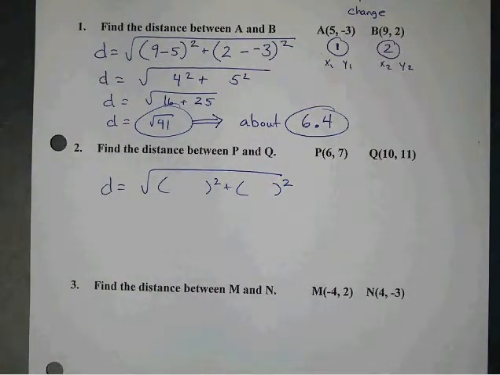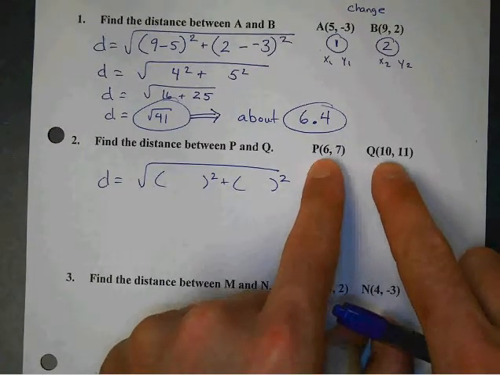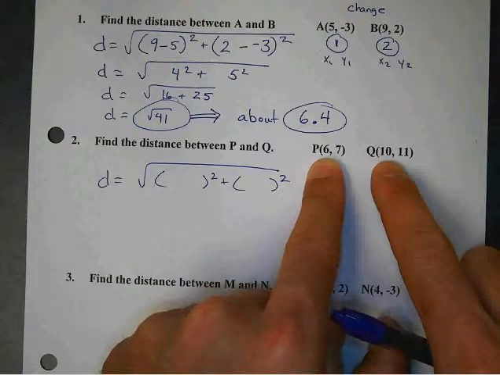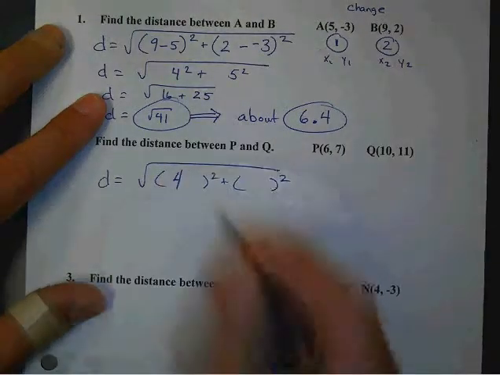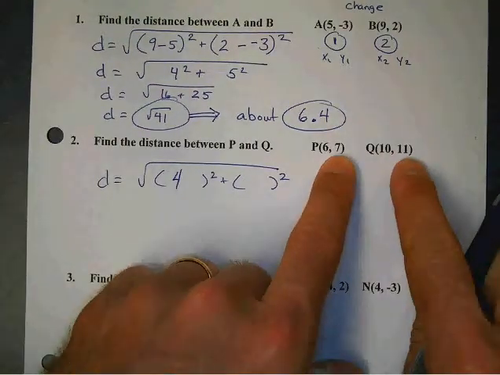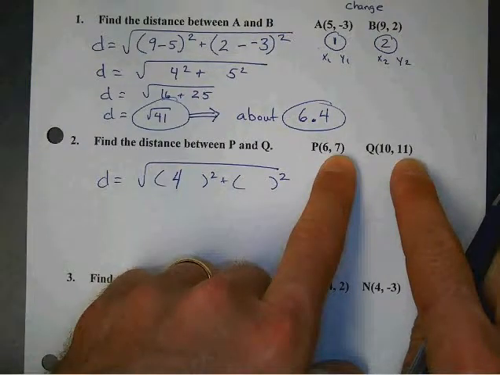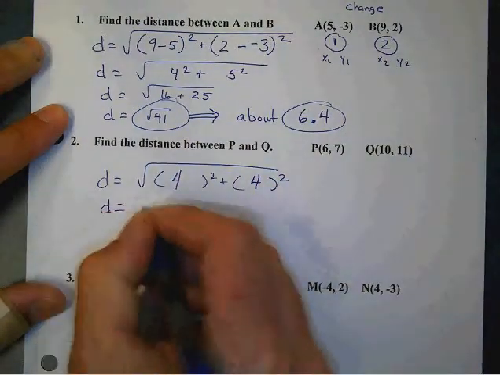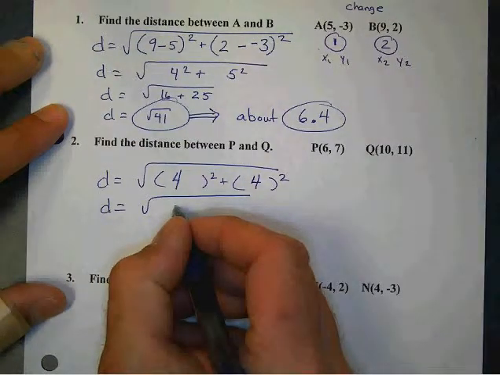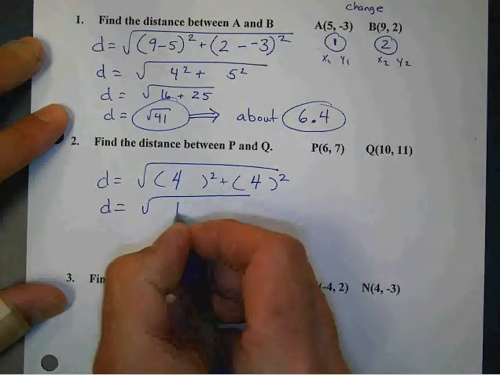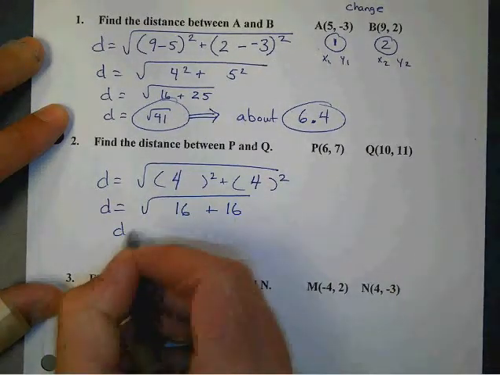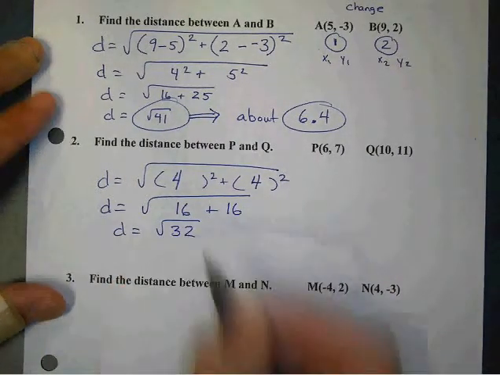Now, let's look. How far is it from 6 to 10, guys? 4. Isn't that A? Wouldn't you say A is 4? So let's stick a 4 in there. How far between 7 and 11? 4. 4 again. 4 squared is? 16. 4 squared is? 16 again. 32.